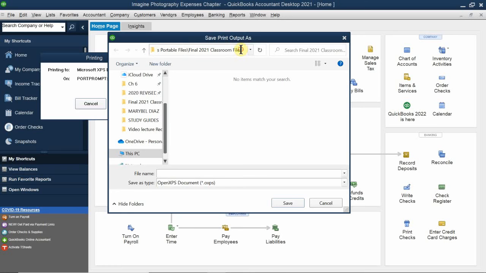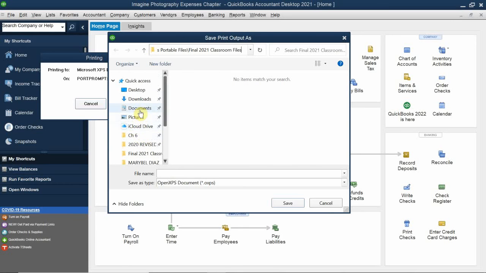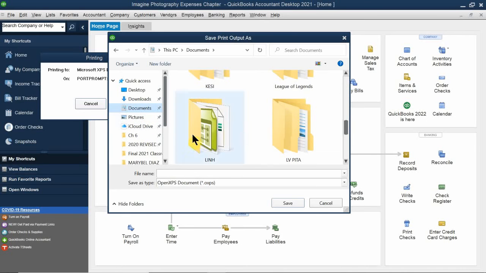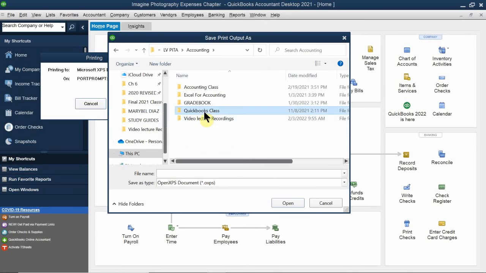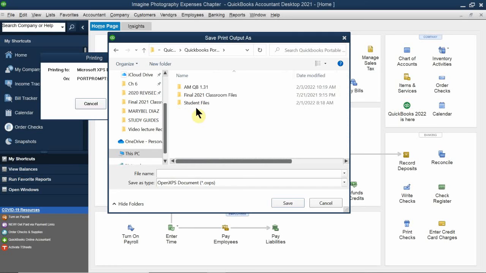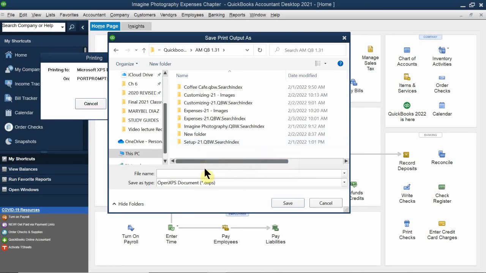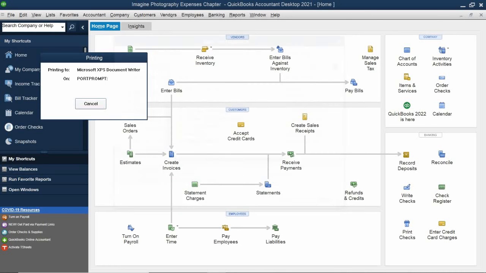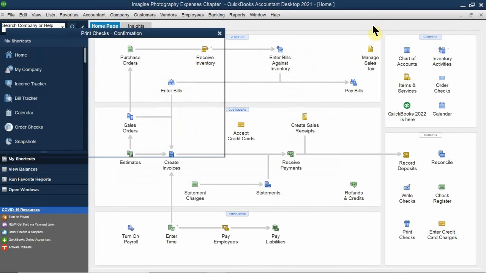But I am going to put this in the same location as the student portable files. So I'm going to relocate that folder so I can put everything in one folder. Okay, so QuickBooks portable files for this class right here. And I'm going to name this bill payment checks. Right? And save it. So then I have a digital printer, so that's what it's doing for me.